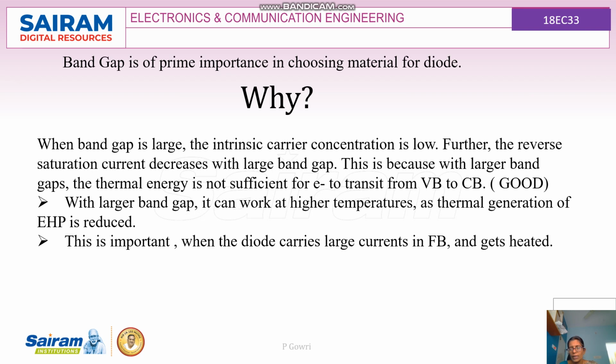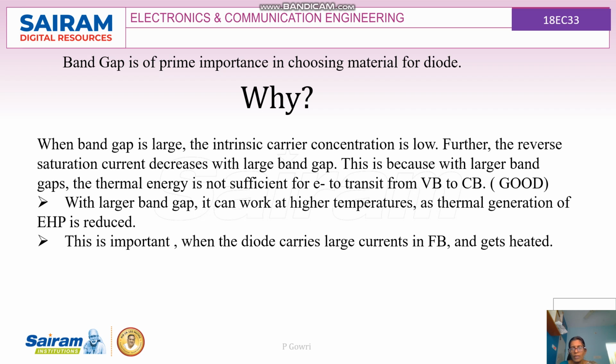Now, to choose an ideal diode, a very important parameter is the band gap. Band gap is of prime importance in choosing a material for the diode. The band gap is the gap between the valence band and the conduction band. The intrinsic carrier concentration is the carriers which are generated thermally. So when the band gap is large, the carriers generated will not have enough energy to pass from the valence band to the conduction band.